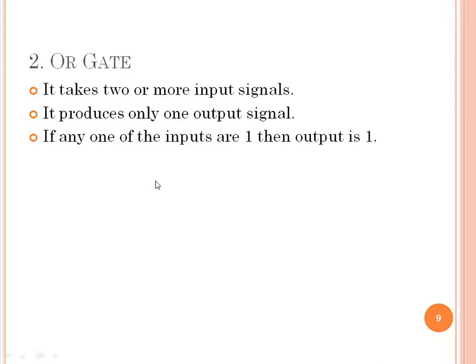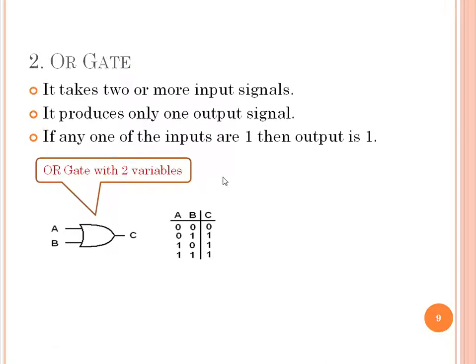The next gate that we have is the OR gate. It will take two or more input signals and will produce only one output signal, similar to the NOT gate. If any one of the inputs is 1, then the output would be 1 only. We can understand the OR gate with the diagram of a circuit. We need to draw a two variable circuit diagram, along with the two variable truth table.